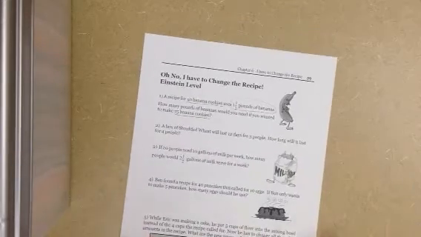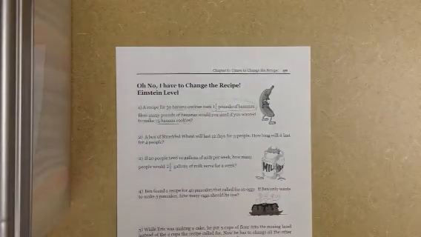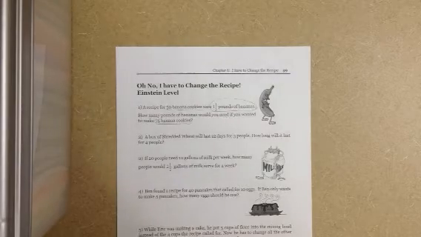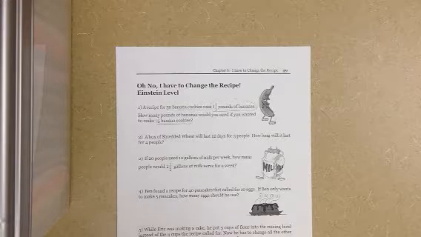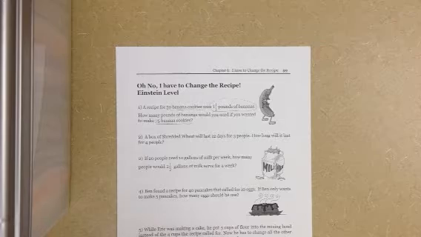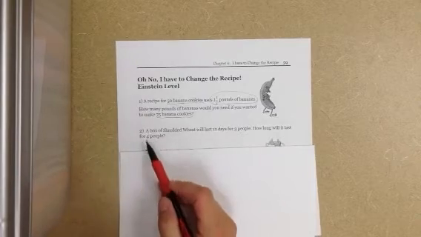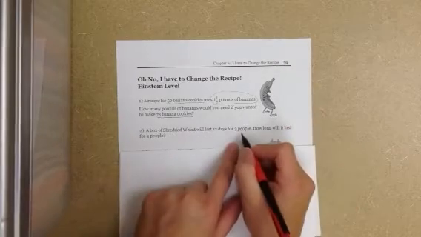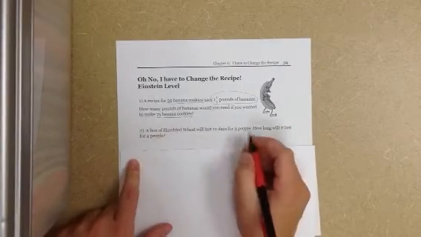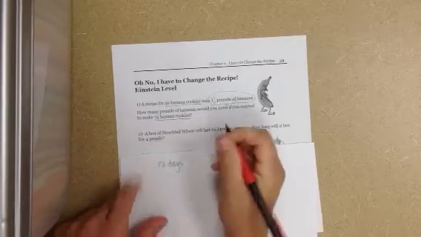All right, let's look at number 2. A box of shredded wheat will last 12 days for 3 people. How long will it last for 4 people? This is a tricky one. It doesn't really use fractions as much. So let me show you a strategy if you're stuck on number 2. What I like to do with a problem like number 2 is I like to think, how long will it last one person? So I know that this box is going to last 12 days for 3 people.